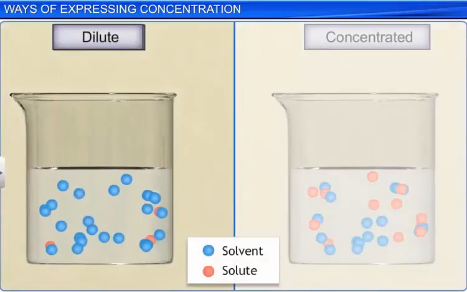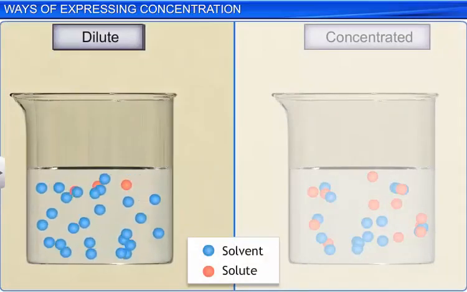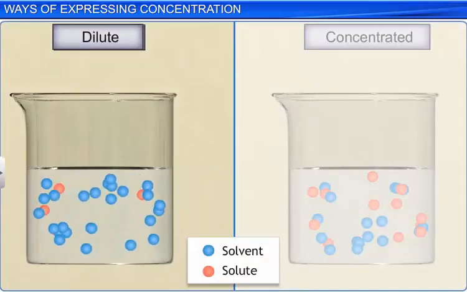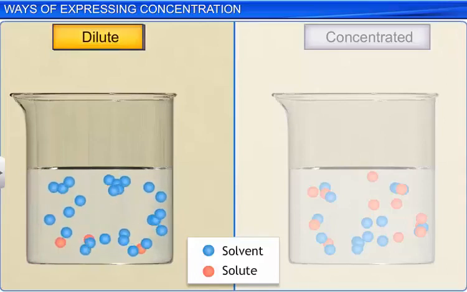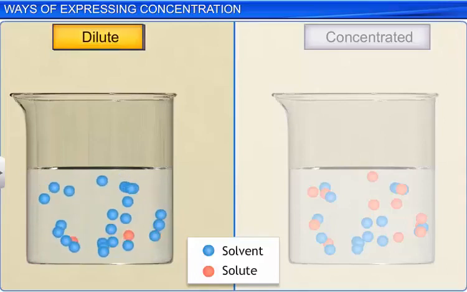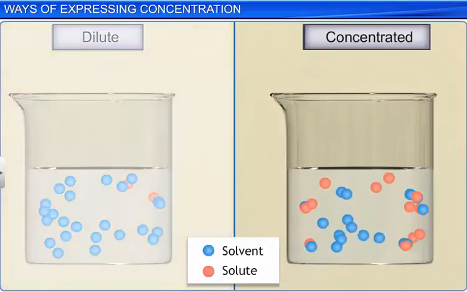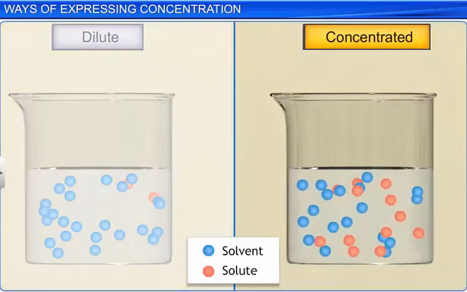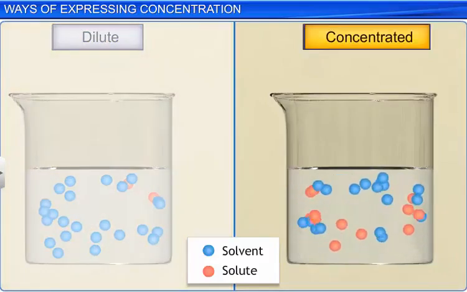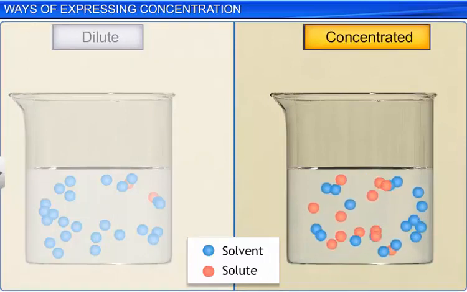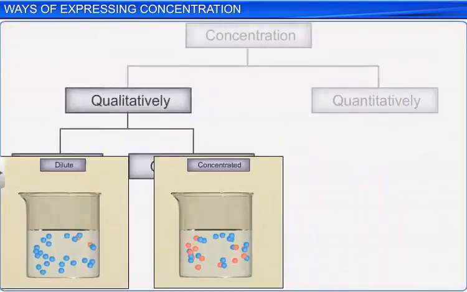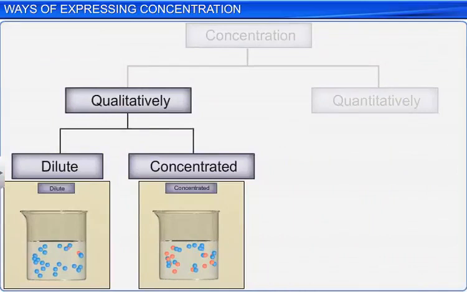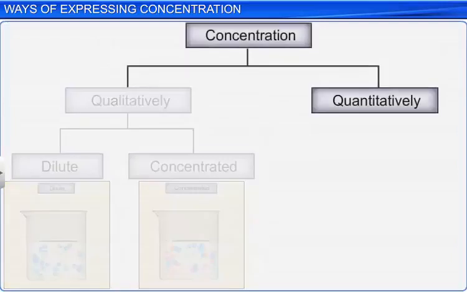When a solution contains a small proportion of solute relative to the solvent, we call it a dilute solution. On the other hand, a concentrated solution contains a large proportion of solute relative to the solvent. This qualitative means of describing concentration, although useful, sometimes leads to confusion, and thus arose the need for a quantitative description of solutions.